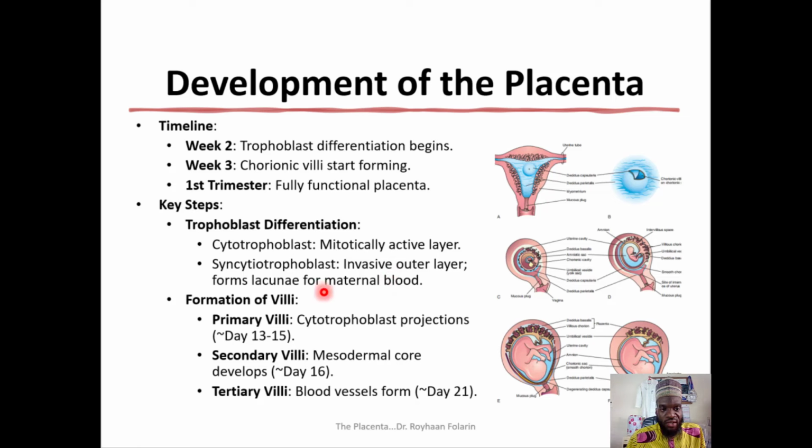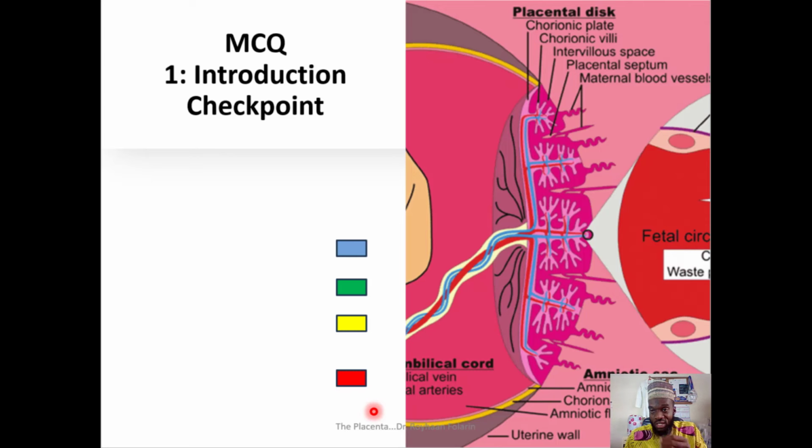So thereafter, you also have the formation of the villi, which come in three major stages. So you have the primary villi, where you have the cytotrophoblast projections. So you have the projection from cytotrophoblast, and this is usually between the 13th and 15th day. And then by day 16, we start having a secondary villi, in which you have the mesodermal core developing. And then by approximately day 21, we start having the tertiary villi, which is responsible for the formation of the blood vessels that will eventually make the placenta functional.